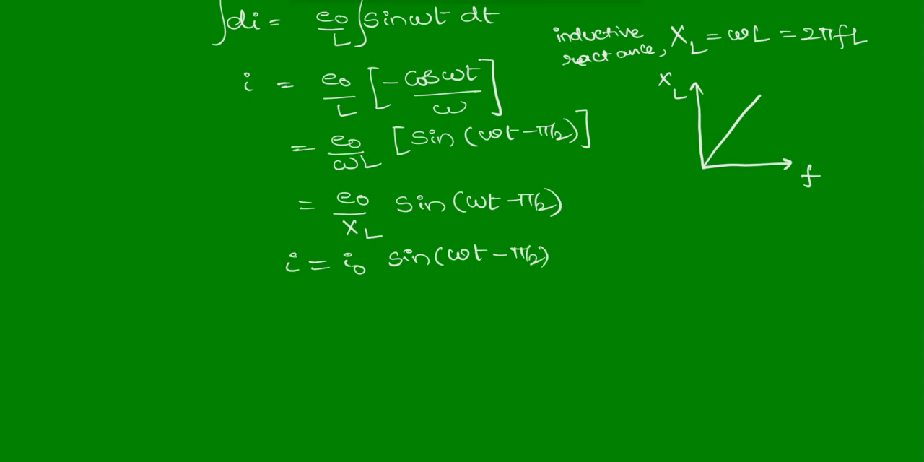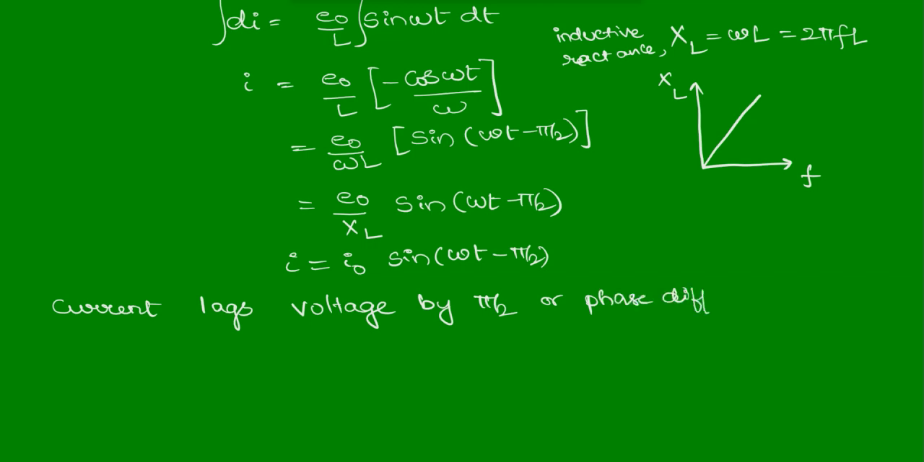That is I. So now from this we can give one conclusion that in a pure inductive circuit, current lags voltage, or we can write like this: current lags voltage by pi by 2, or the phase difference is minus pi by 2.